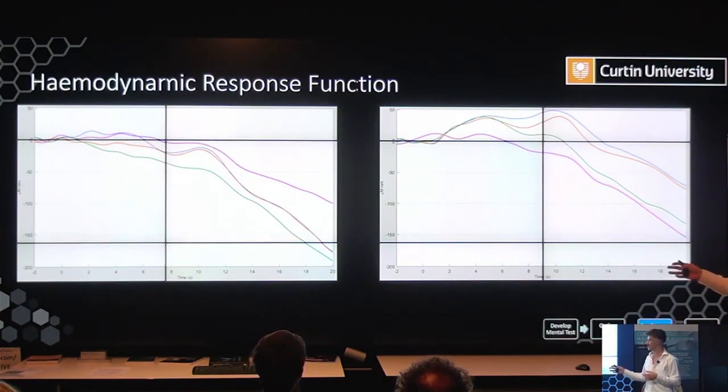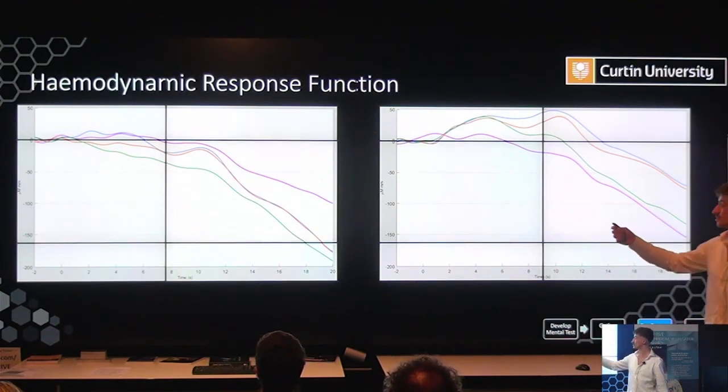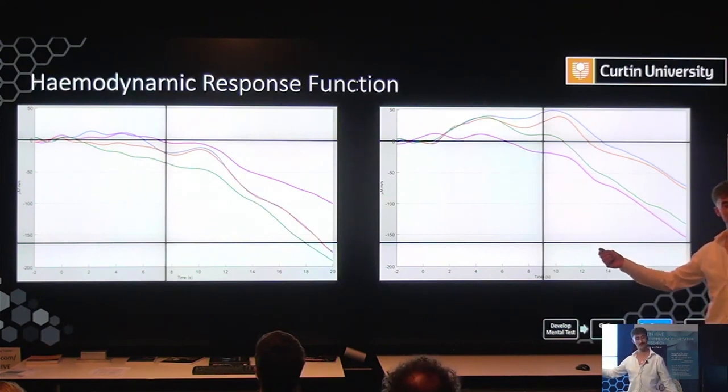What this HRF essentially is, is a trace that contains the response that someone's brain exhibits when presented with a stimulus, whether that's the onset of starting a task, like the little task I got you to do, or in this case, one person who's just participating in a rest period.